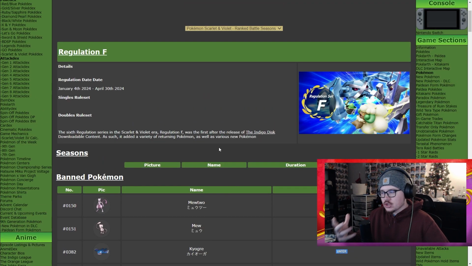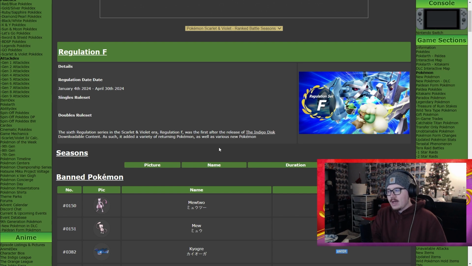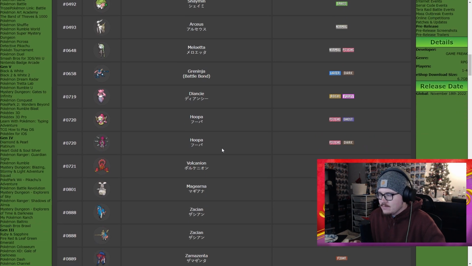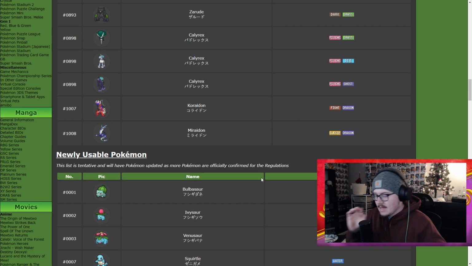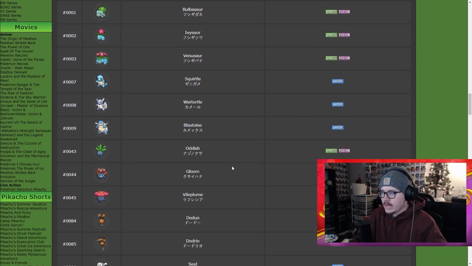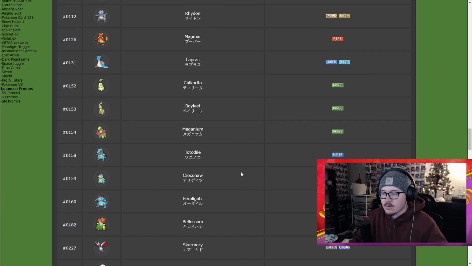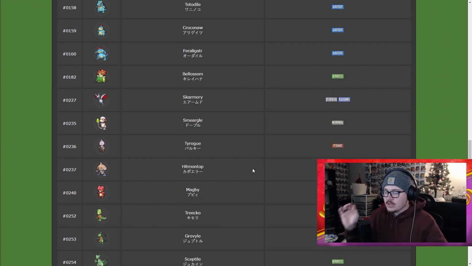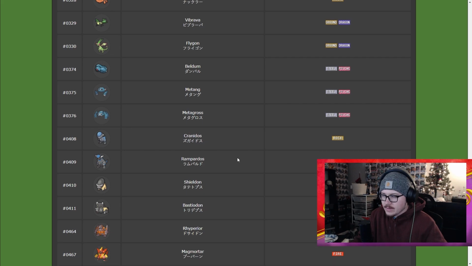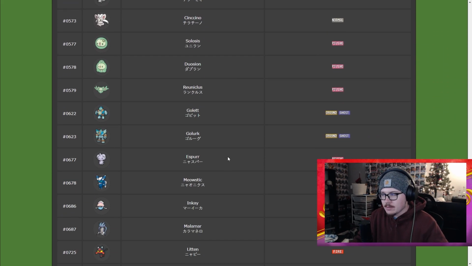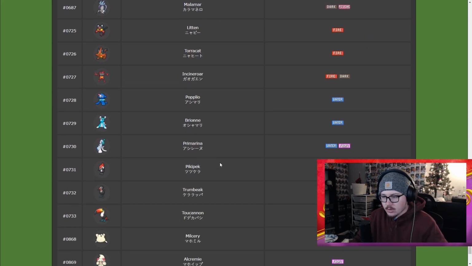What is Regulation G? Like I mentioned, people are speculating it could be a single restricted format. However, what I believe is more likely, based on the fact that Walking Wake and Iron Leaves have still not been made legal in competitive play, is that there's a fair chance the new ones, Raging Bolt and Iron Crown, and whatever the Entei and Terrakion versions are, will also not be available right off the bat. They'll probably be locked behind raid events, much like the other two.